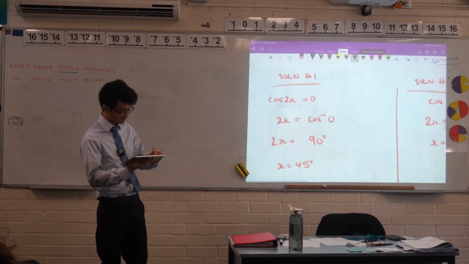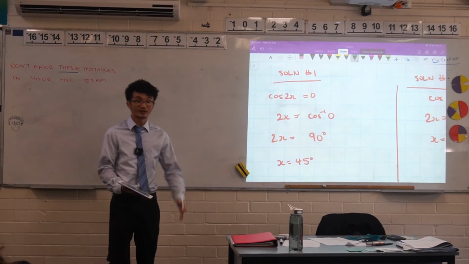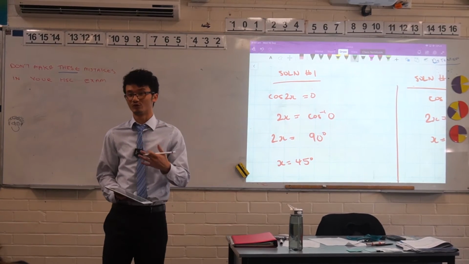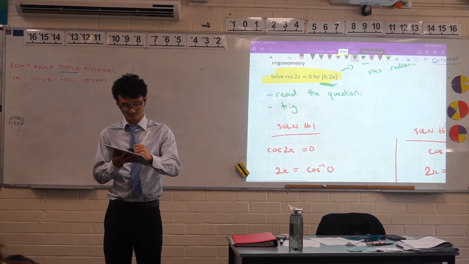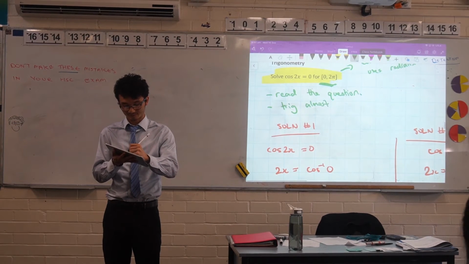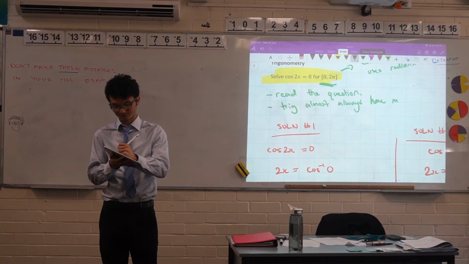Cool, let's go back to this one. Anything else that we think? You only got one solution. I only got one solution. Trig equations are always going to have multiple solutions, right? So trig equations, almost always I should say, have multiple solutions.